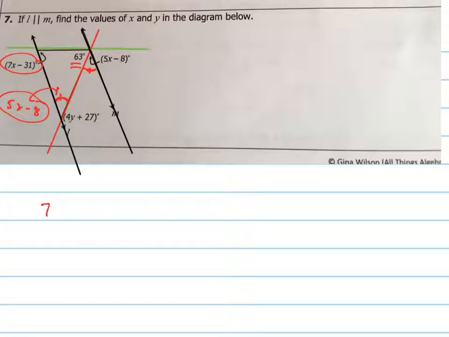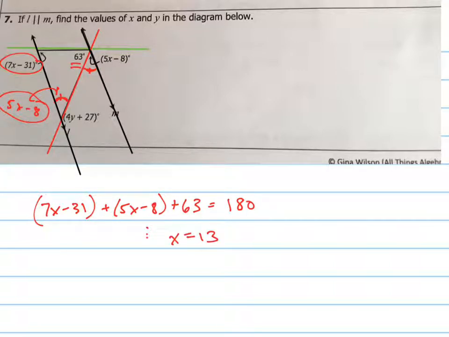So now I can write 7x minus 31 plus 5x minus 8 plus 63. They all add up to 180. And now I can solve that problem. So leaving the work to you, you find x equals 13.